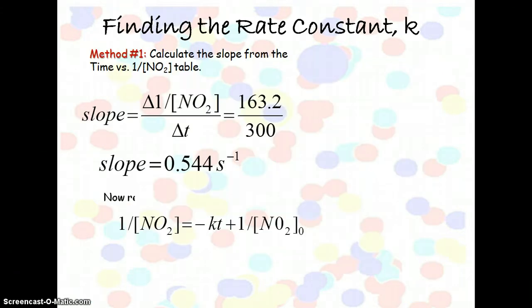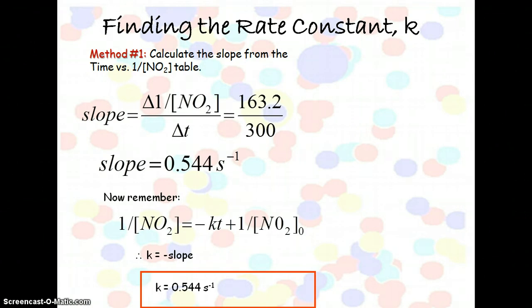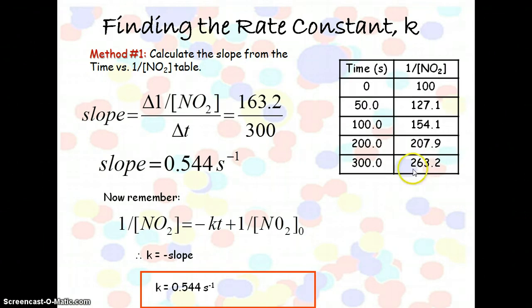All right, you can also calculate slope by hand by looking at your data. So you can just do the change in y, which is the 1 over concentration for that last graph, over the change in x, which is time. So the change in y goes from 263.2 to 100, so the change is 163.2. And then the x would go from 300 to 0, so that's a change of 300. So our slope is 0.544, which is pretty close to what we got with our regression analysis.